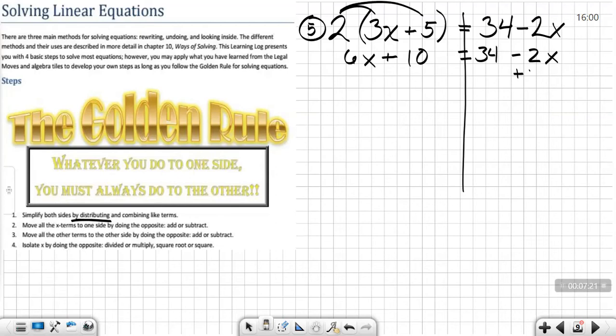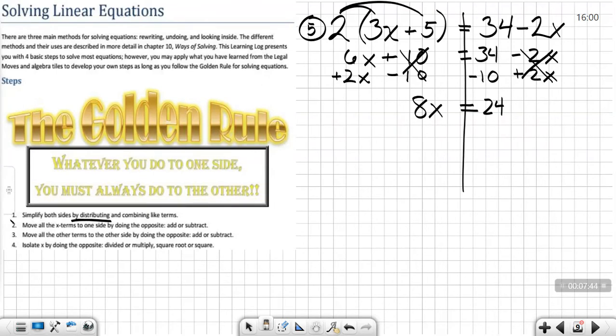I notice I want to move this 2x by doing the opposite, so I'm going to add 2x. At the same time, I notice that that's going to give me 8x, and I'm going to want to get rid of this plus 10. So I'm going to do that in the exact same step. That way my 10 cancels on the left side, leaving me with 8x. And on the right side, my 2x's cancel, leaving me with 24.